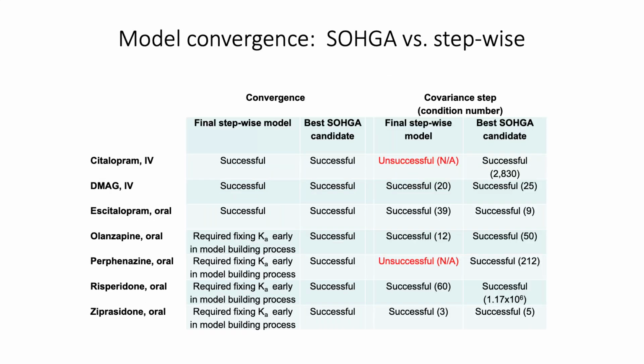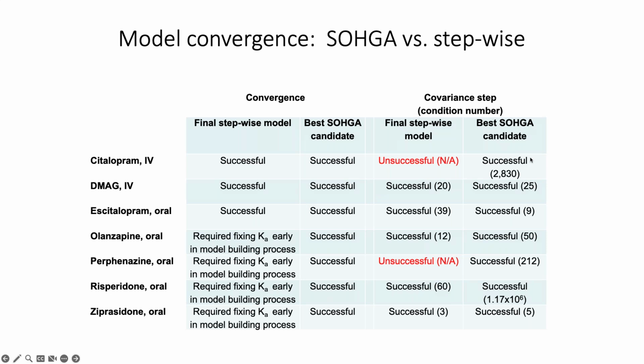In terms of the covariance step, for the stepwise model, it was unsuccessful in 2 of the cases, for IV citalopram and for pirfenidone. Keep in mind, we were using NONMEM 5 at that time, and so perhaps that wouldn't be the case now. And then it was successful for all of the single objective GA candidates.